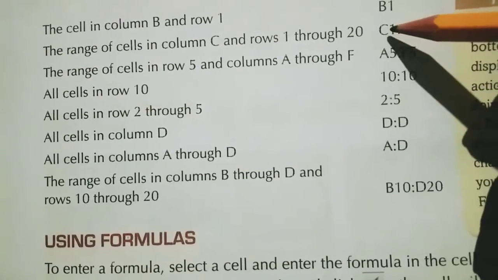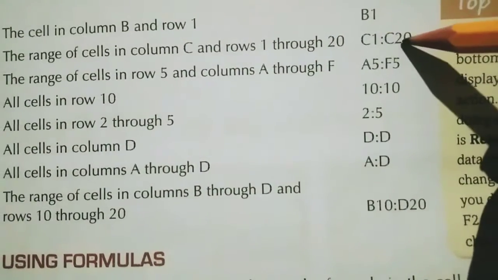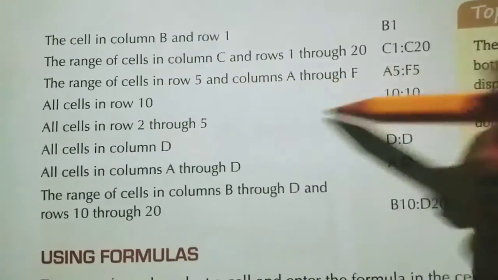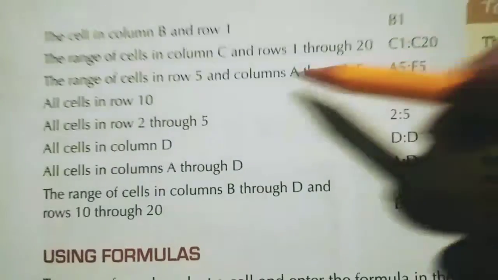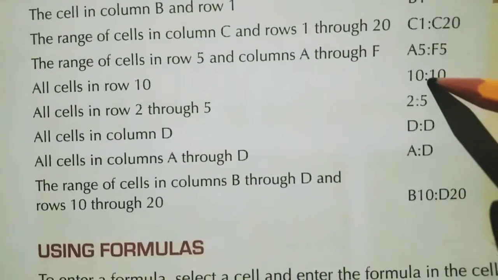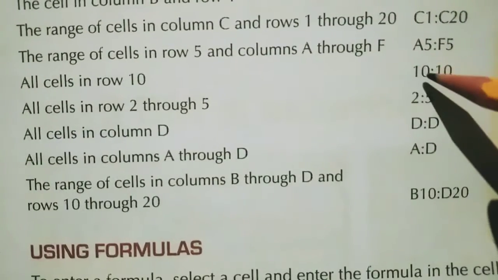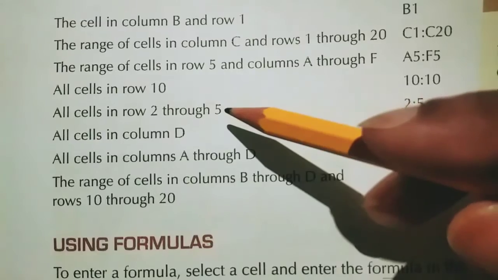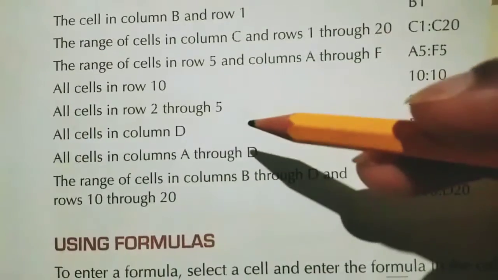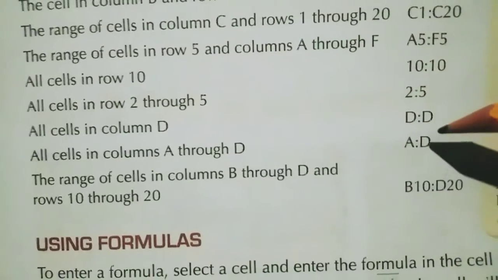When you are writing a group of cells, many cells, you have to give a colon in between them. This is the colon sign. So from C1 to C20, in this way. The range of cells in row 5 and column A through F means A5 up to F5. All cells in row 10 means 10 colon 10. You can read it as colon. All cells in row 10, every cell, 10 to 10. All cells in rows 2 through 5 means 2 colon 5. All cells in column D means D colon D. All cells in columns A through D means A colon D.